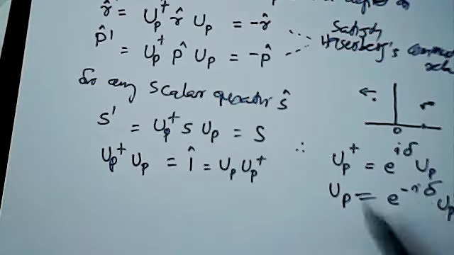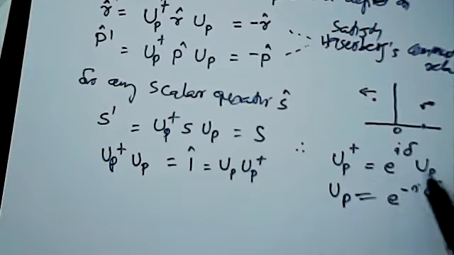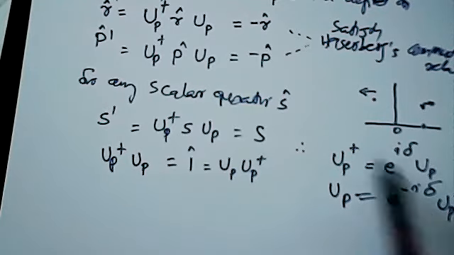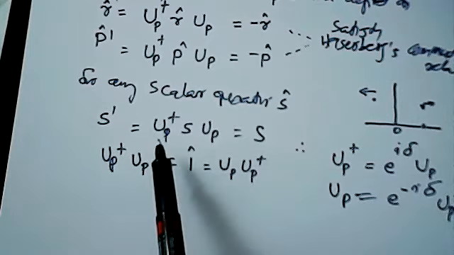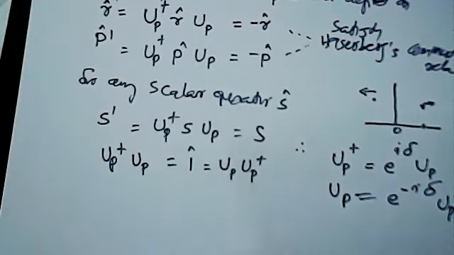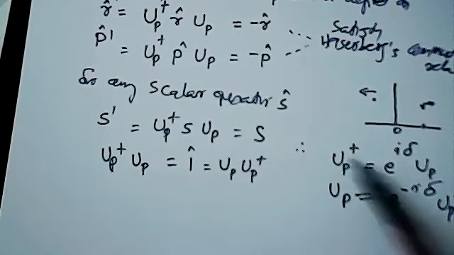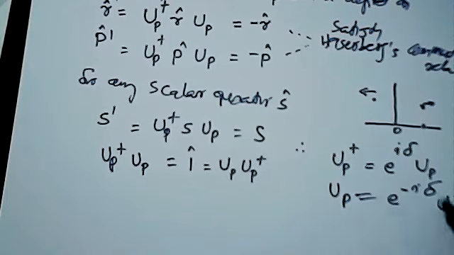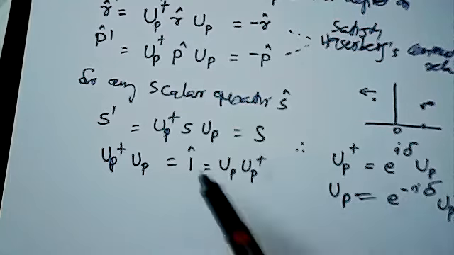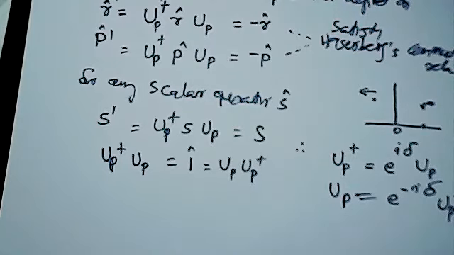So if you choose like this, UP and UP dagger are related. Then if you substitute this one here, all these relations will be satisfied. You can check that if you define it like this, instead of UP dagger you put this, instead of UP you put this, so all these relations will be true.